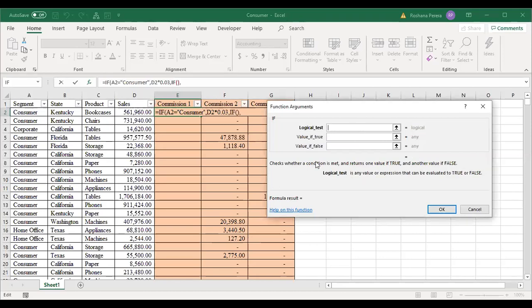Now you can take your second test. You are going to check whether this is equal to Corporate. So if so, you are going to allow a discount of say 2%. If it's a corporate segment, the allowable commission is 2%. So it is into 0.02.